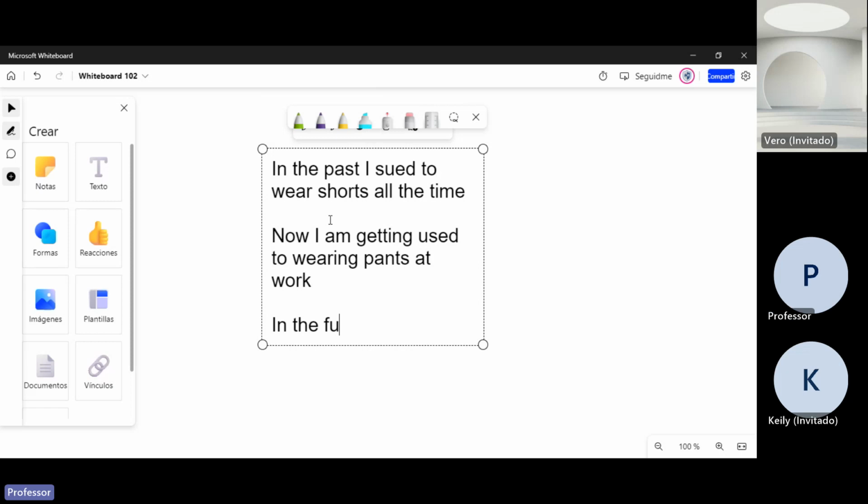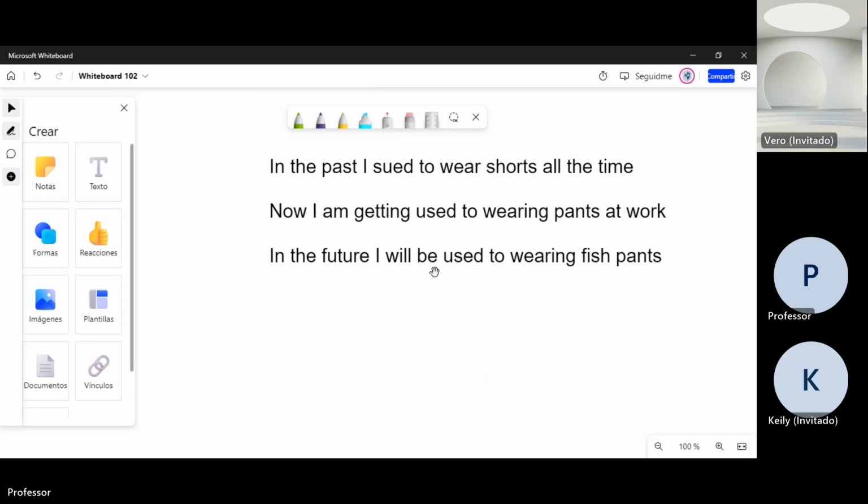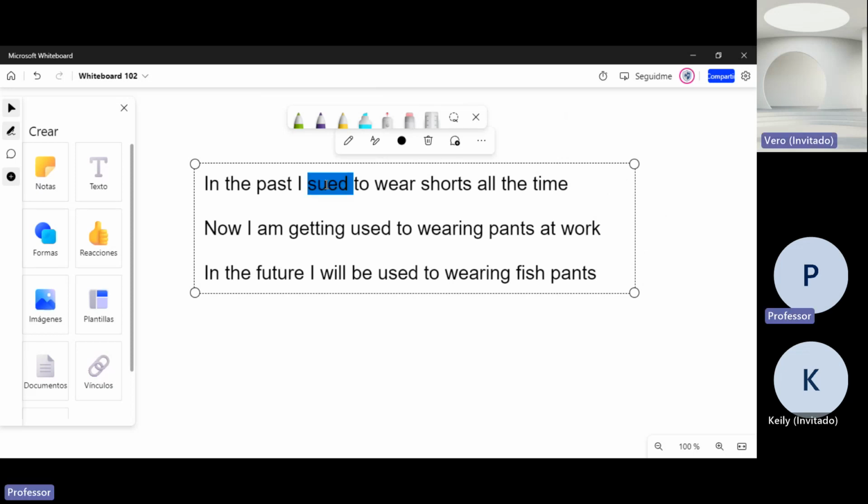In the future, I will be used to wearing, what do old people use? I don't know. I'm going to say, okay, fish pants. Okay, so here I have the three sentences, okay? I'm sorry for this.